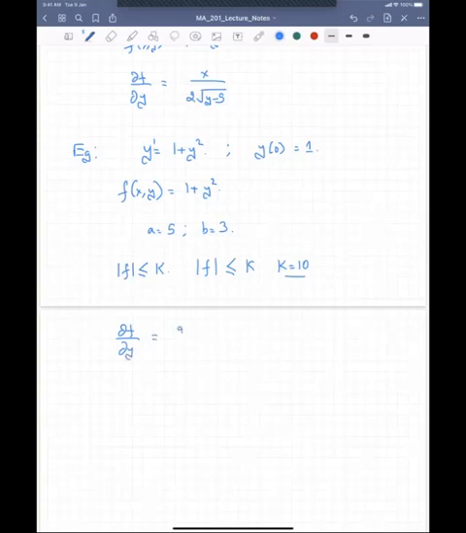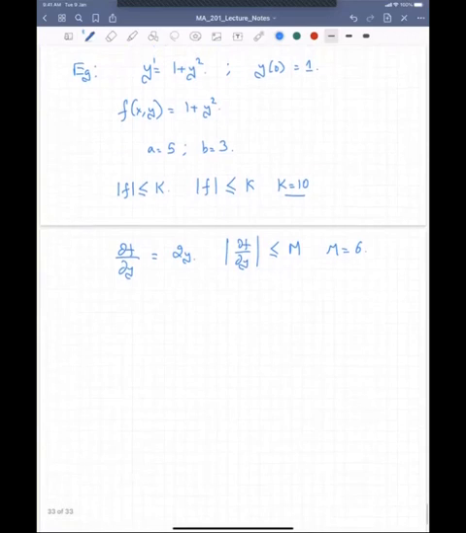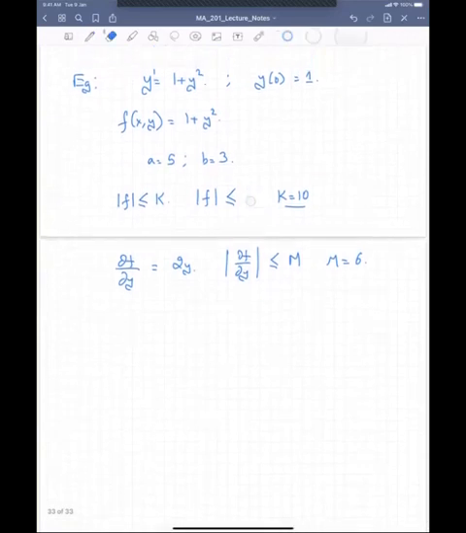What is df dy? Df dy in this case is 2y. So df dy, we claimed for uniqueness, has to be less than or equal to some m. And in this case, m turns out to be 2y, and 2 times 3 is 6. Remember that if this was a function of x and y, to take the maximum value, I should plug in the maximum value of x and the maximum value of y. This is a very simple problem in which you can directly do this. Okay.